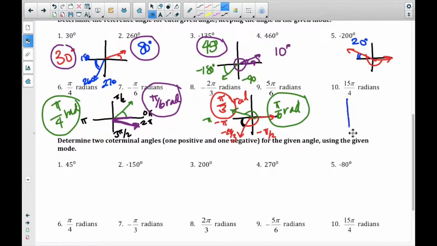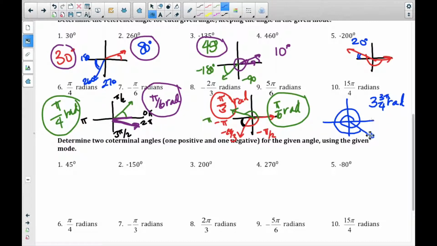Okay, last one, number 10, is more than 360 degrees, right? So we have to think about what that is. Try converting that to an improper fraction. So 4 would go in there 3 3/4. 3 3/4 radians. So I need a pi. So 3 3/4 pi radians. So here's 1 radian, here's 2 radians, here's 3 radians, and then we need to go another 3/4 of a radian. So it's all the way over there.